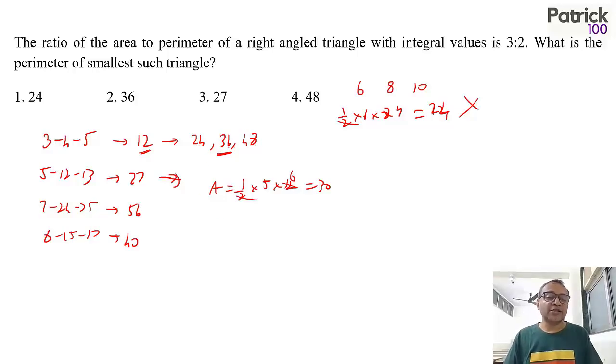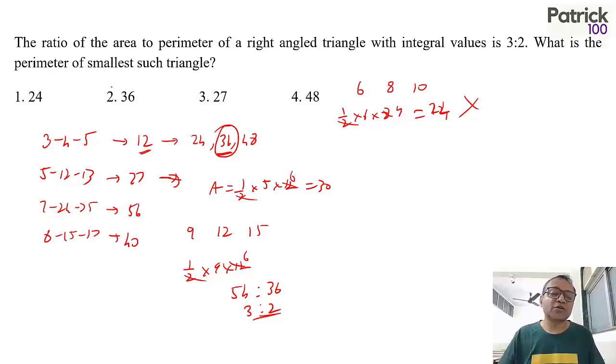These numbers 24, 36, 48 I got from the options. If I take 36, it becomes 9, 12, 15. Area becomes half into 9 into 12. If I solve this, it becomes 54, and perimeter is 36. 54 to 36 is 3:2. This satisfies. So 36 is the smallest value that satisfies, the second option.